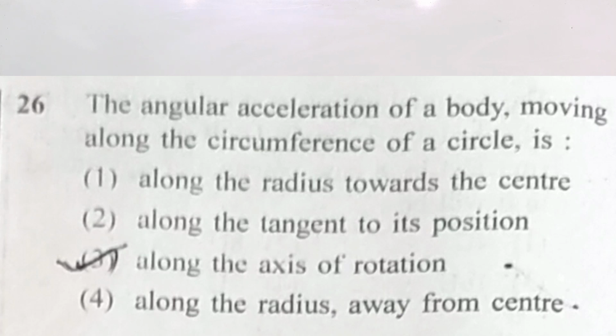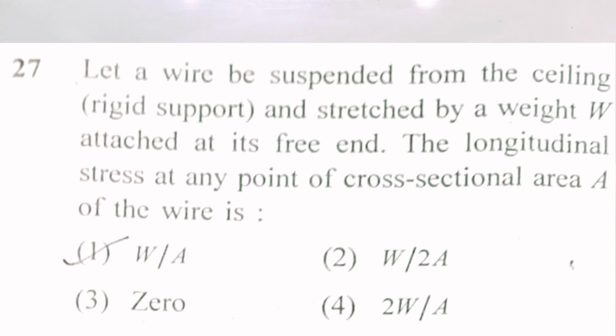So it is very clear. When the body is moving on the circumference of the circle, the angular acceleration is always along the axis of rotation. So that is why the third option is the correct option. Next, you can check the 27th one.